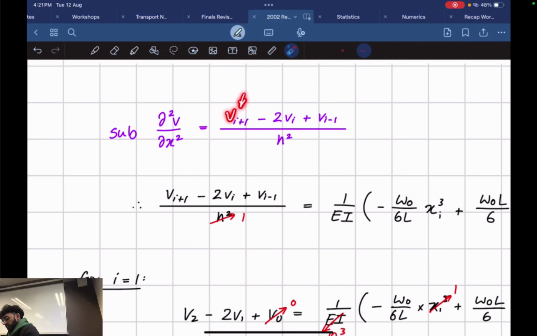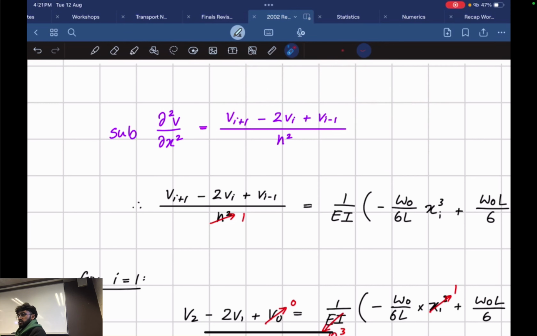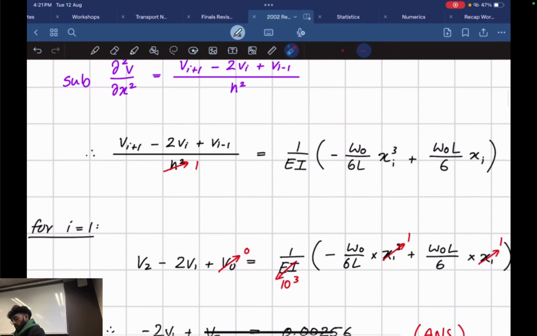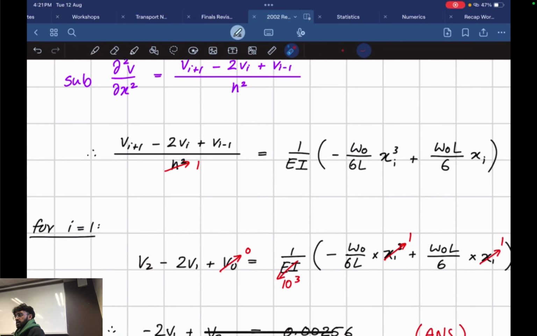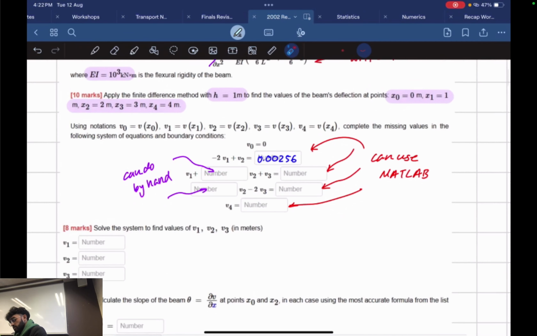So this is going to be v at x_{i+1}. This is going to be v at x equals i. This is going to be v at x_{i-1}. So what we can do now is sub in for i at different steps: i equals 1, i equals 2, 3, 4. What that does is it just changes these numbers into subscripts, and those values we already have. For example, i equals 1, V2, we don't know it yet, but we're going to figure it out. But we know what x1 is equal to. They've told us in the question, x1 is equal to 1 meter. Make sense?